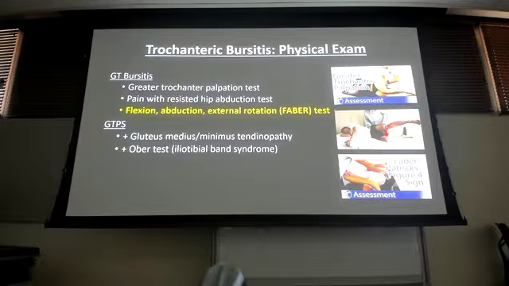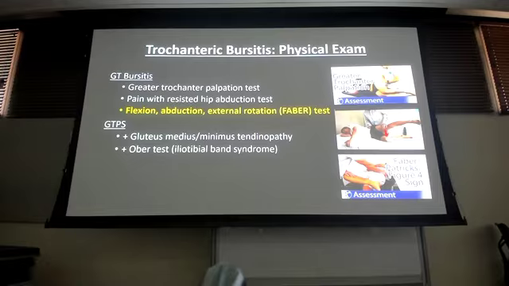Okay. So with trochanteric bursitis specifically, you're going to do what's called the trochanter palpation test. You see that picture up there? The gentleman is palpating directly over the troch, okay? And they're pushing down, and they're saying, is this where you have your pain? They say yes. Okay, good to go. You have a positive finding. They have pain overlying the trochanteric bursa with pressure or deep palpation, okay?